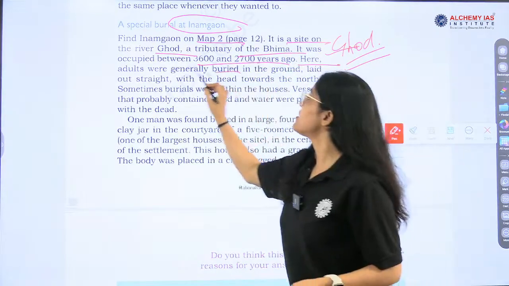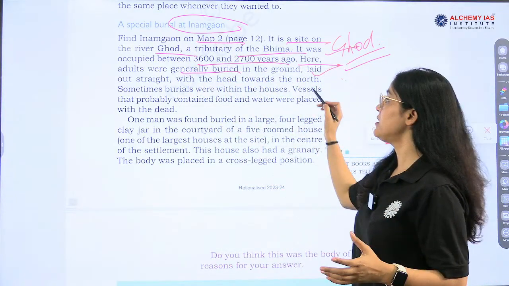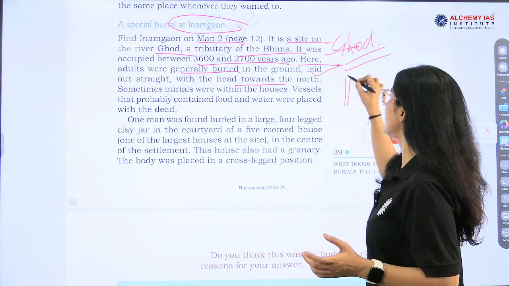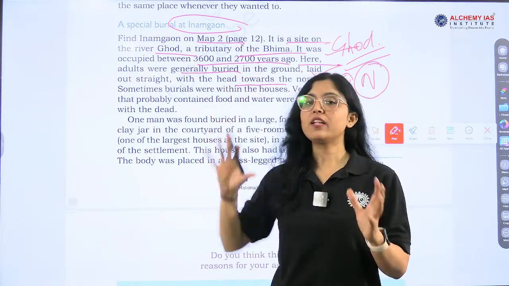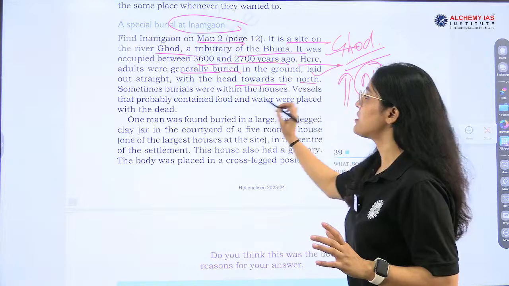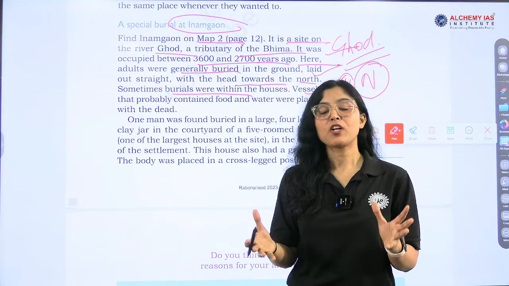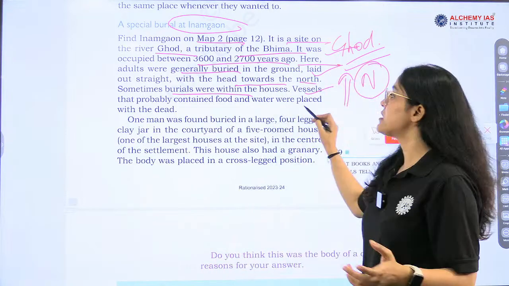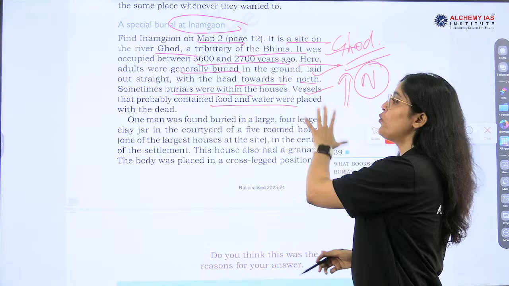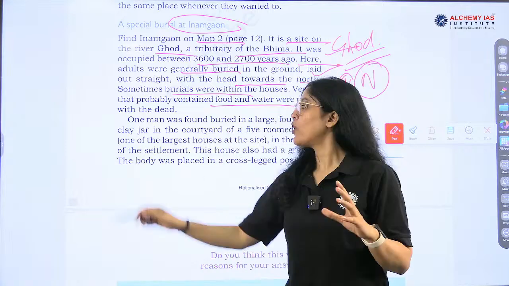Now, adults were generally buried in the ground, laid out straight with the head towards the north. Everything has been mentioned, and sometimes burials were within the houses also. So we find that burial grounds were within the houses also, right? And vessels that probably contained food and water were placed with the dead. So this is the kind of culture that they were following, right?